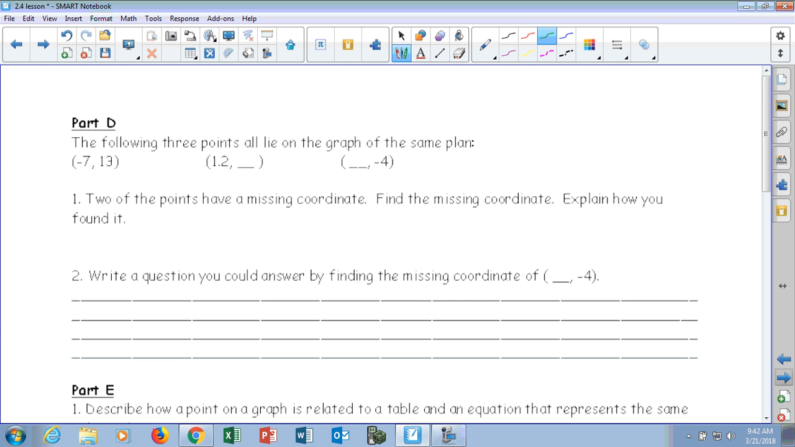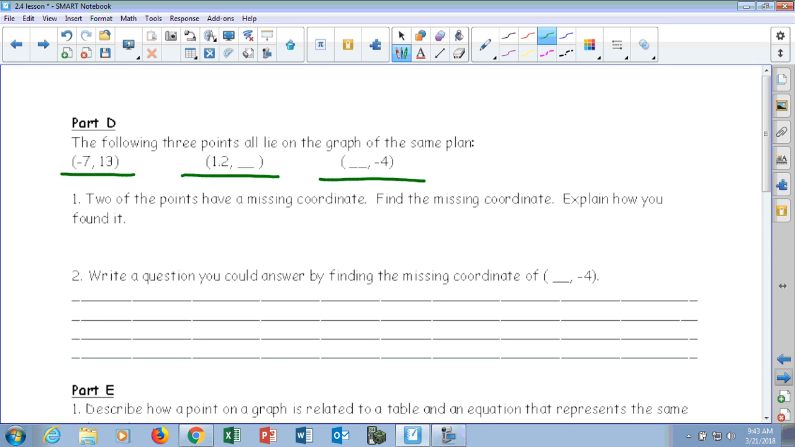Oh, I did miss a page. Right here. The following 3 points all lie, part D. I missed the whole page. The following 3 points all lie on the graph of the same plan. Of the same plan. Negative 7, comma 13. 1.2, comma something, something, comma negative 4. How can we determine which plan this lies on? Based on the information they gave us, Robert.